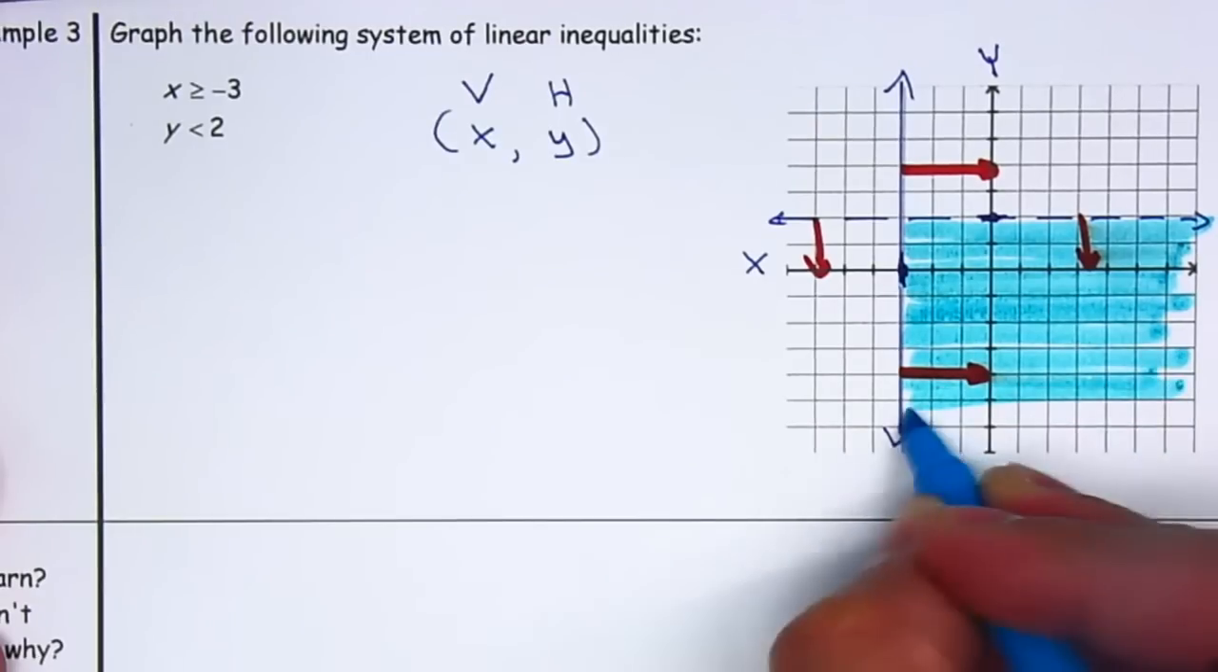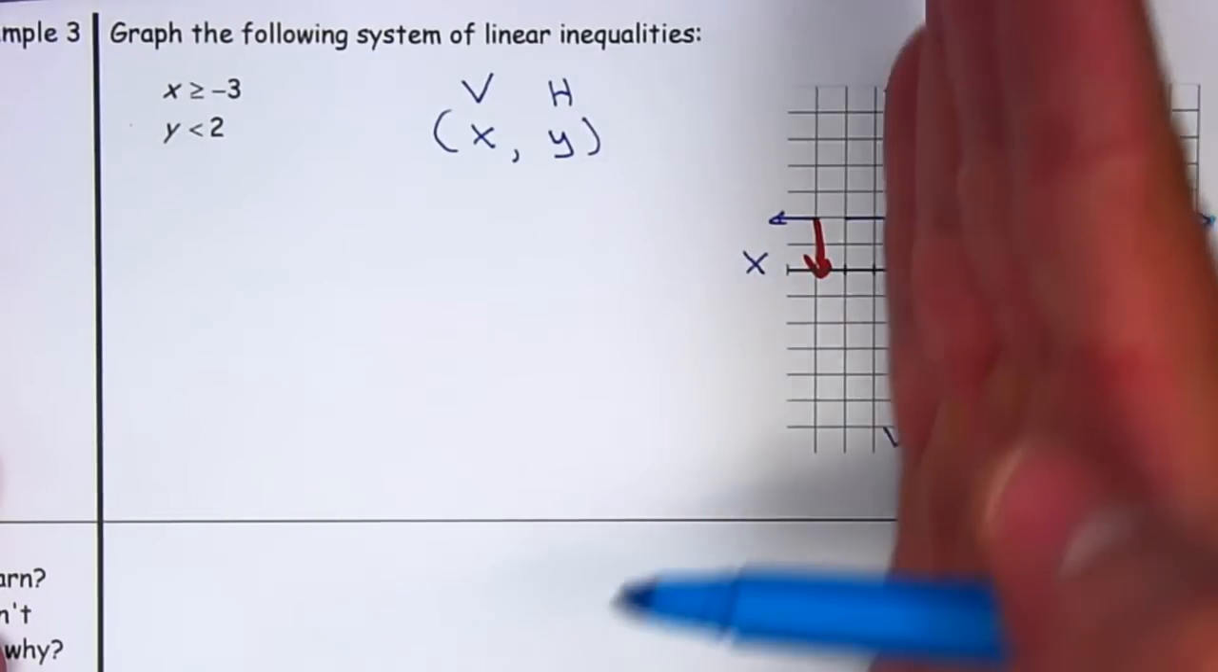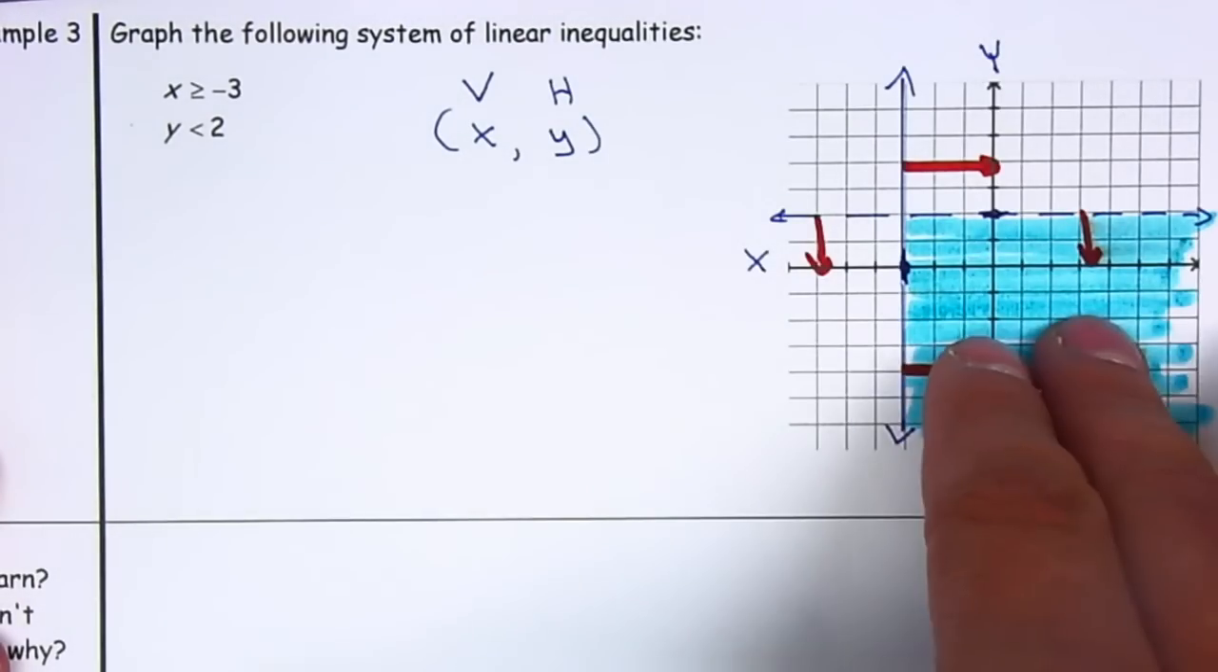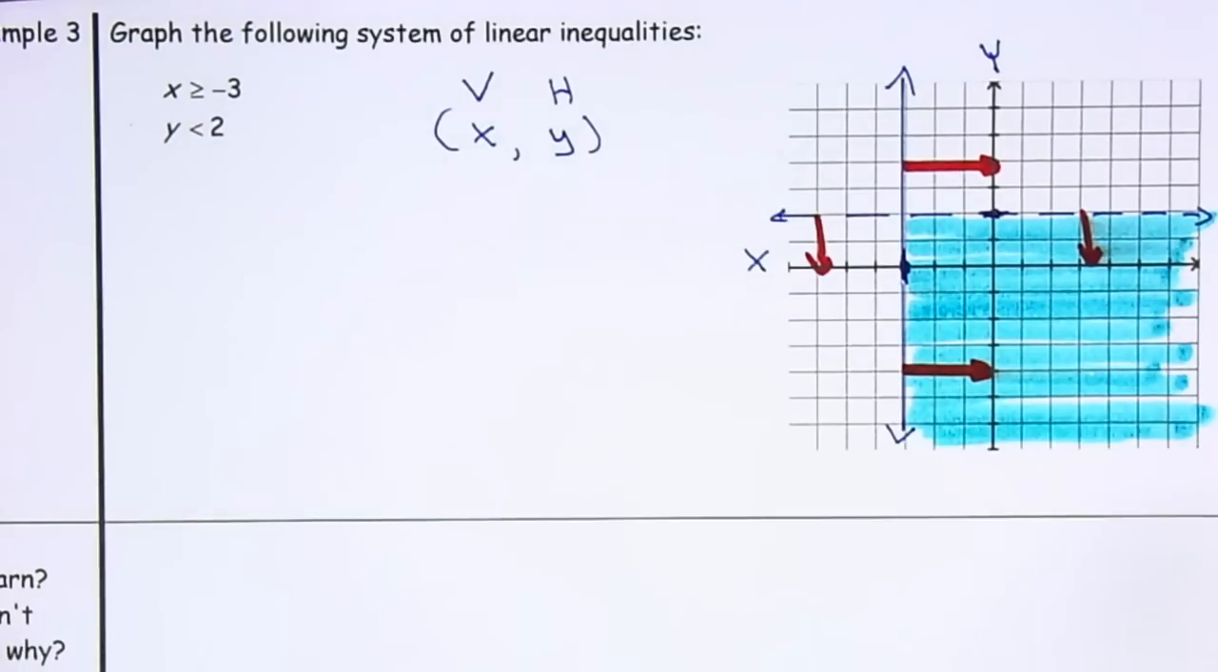Now some of you might want to shade the right, the bottom, and then just highlight that section to indicate that those are the solutions for both inequalities.